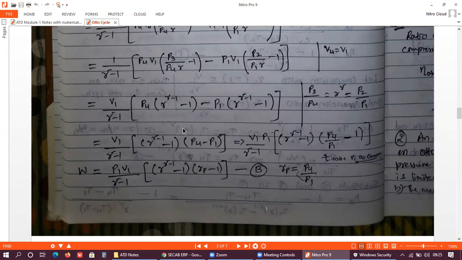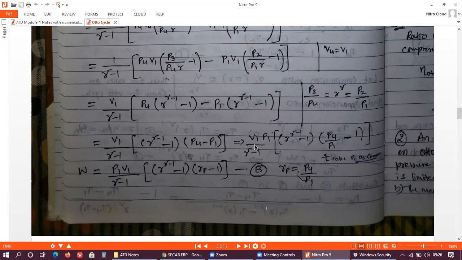Okay, so we are just simplifying it in this form, that is r raised to gamma minus 1 minus r into bracket p4 minus p1. Okay, if you multiply these two terms, A into B, with this term as A and this term as B, again you will get the same term that is shown here.